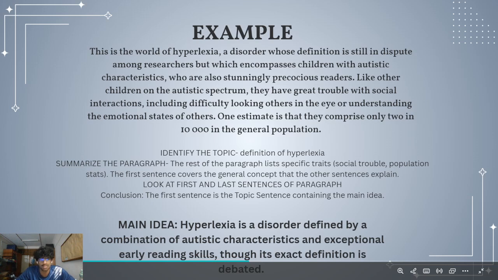Next, we summarize the paragraph. The summarization looks like this: the rest of the paragraph lists specific traits. The first sentence covers the general concept that the other sentences explain. Next we look at the first and the last sentence of the paragraph, and we can conclude that the first sentence is actually a topic sentence which contains the main idea. Therefore, the main idea of this paragraph is: hyperlexia is a disorder defined by a combination of autistic characteristics and exceptional early reading skills, though its exact definition is debated. Don't worry, let us try another one to find the main idea.